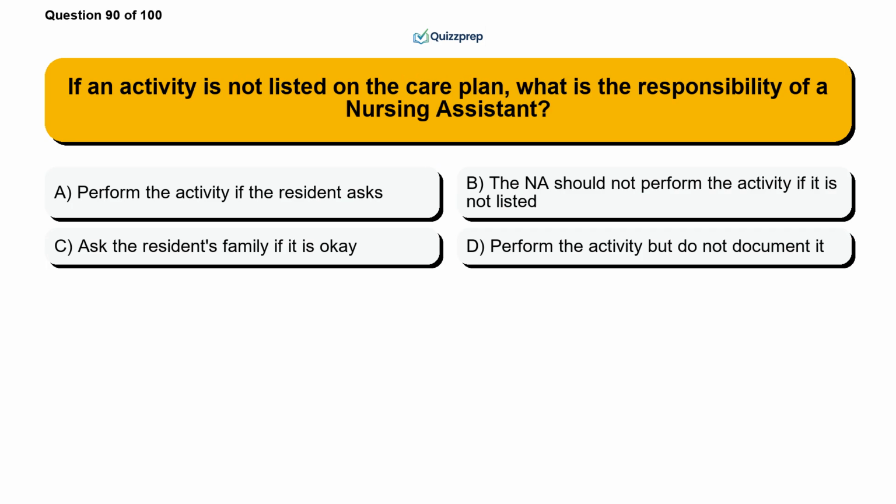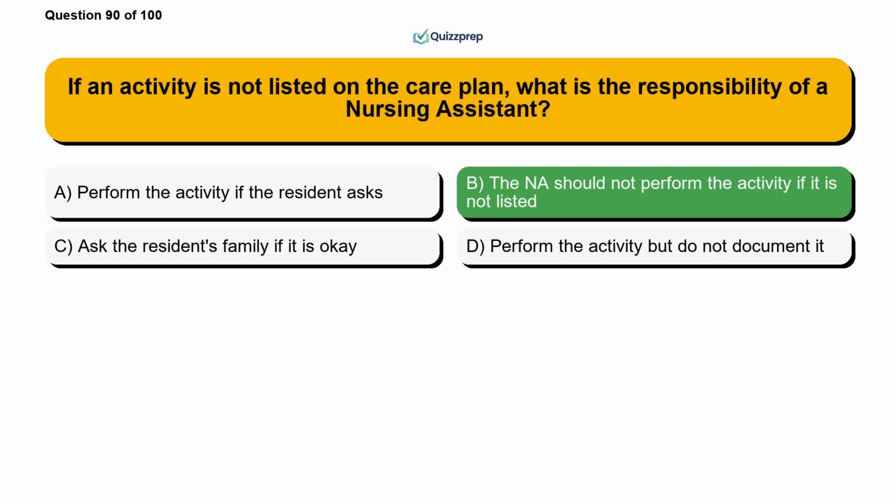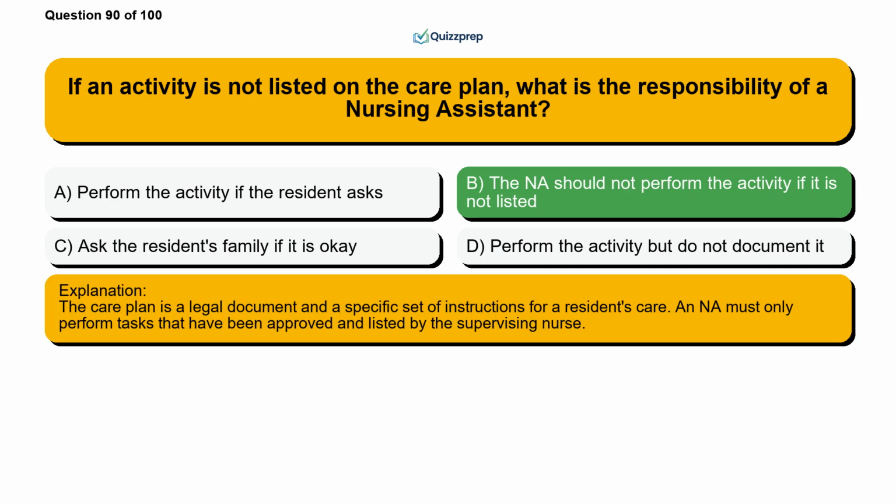Question 90. If an activity is not listed on the care plan, what is the responsibility of a nursing assistant? Option A, perform the activity if the resident asks. Option B, the NA should not perform the activity if it is not listed. Option C, ask the resident's family if it is okay. Option D, perform the activity but do not document it. The correct answer is option B, the NA should not perform the activity if it is not listed. The care plan is a legal document and a specific set of instructions for a resident's care, and NA must only perform tasks that have been approved and listed by the supervising nurse.